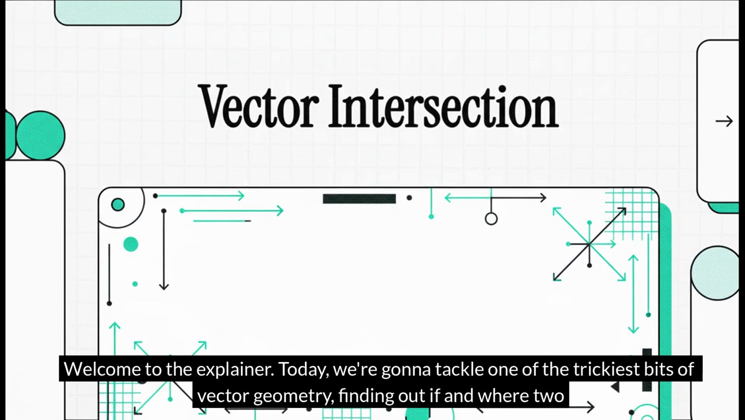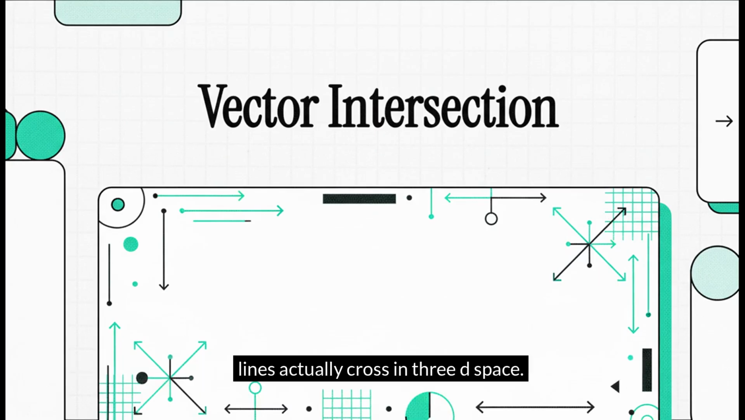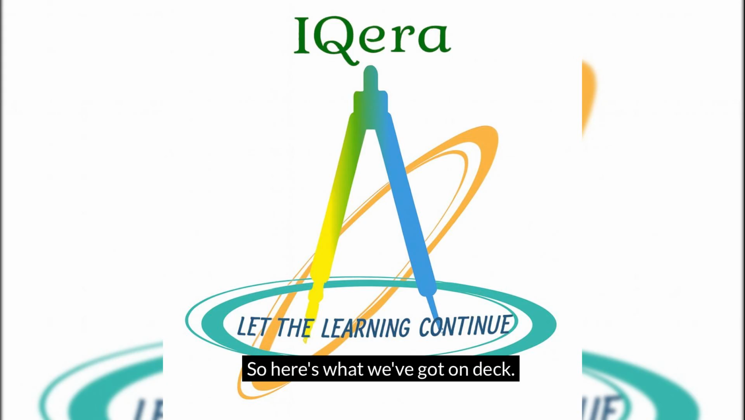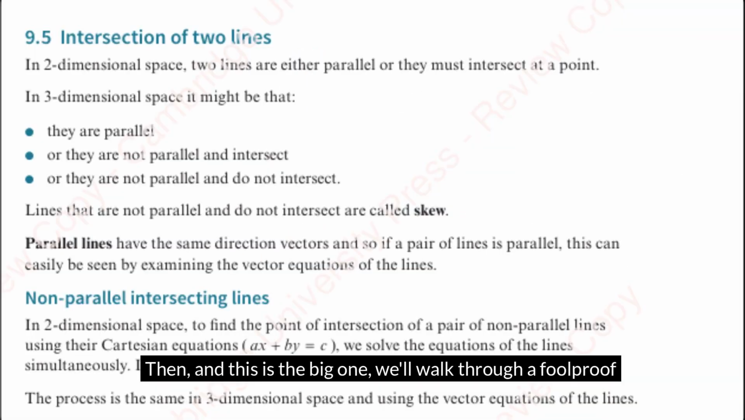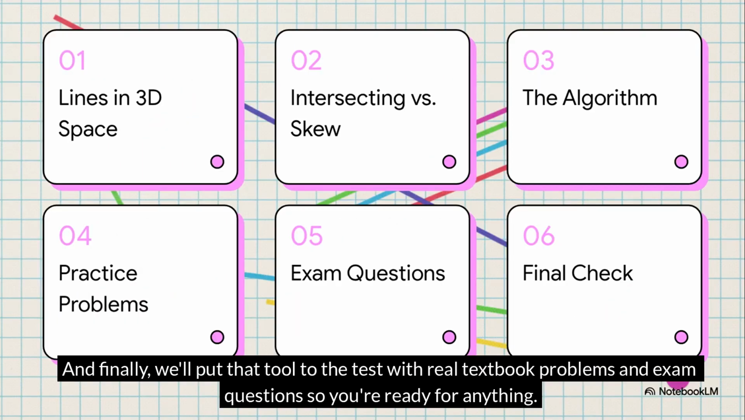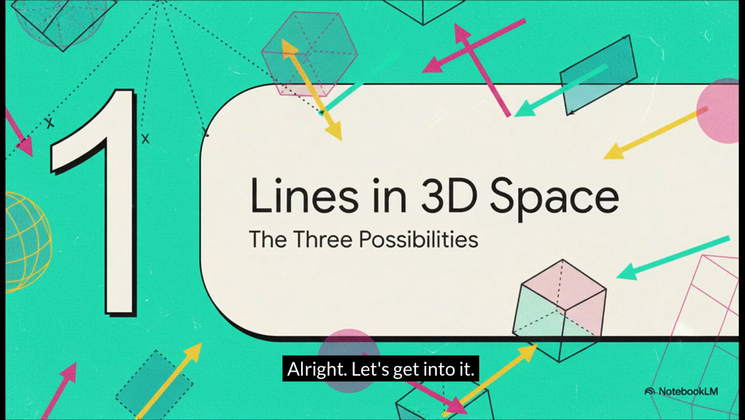Welcome to the Explainer. Today we're going to tackle one of the trickiest bits of vector geometry, finding out if and where two lines actually cross in 3D space. So here's what we've got on deck. First, we're going to visualize the three main ways lines can behave in 3D. Then, and this is the big one, we'll walk through a foolproof algorithm that tells you for sure if lines are intersecting or skew. And finally, we'll put that tool to the test with real textbook problems and exam questions so you're ready for anything. All right, let's get into it.